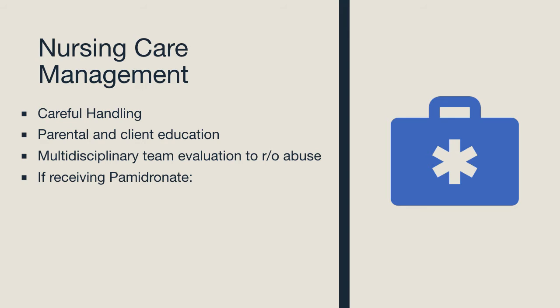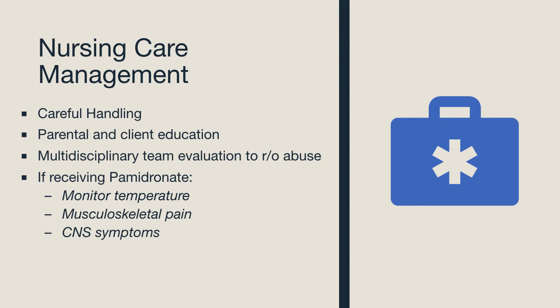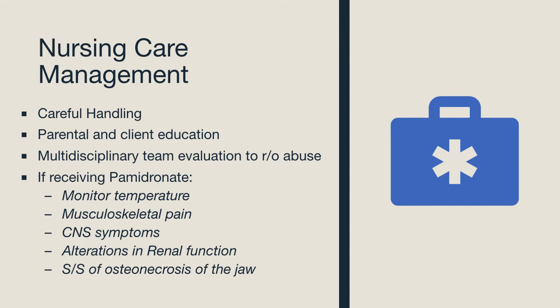If they're receiving pamidronate, which is similar to Boniva, we need to monitor their temperature. We want to monitor for musculoskeletal pain. Here is a medication that's supposed to help make the bones stronger, but it can actually cause musculoskeletal pain as well. We need to watch for CNS symptoms and alteration in renal function. Specifically, one of the side effects associated with it is osteonecrosis of the jaw. So if they start complaining of pain in their jaw, the medication is stopped.